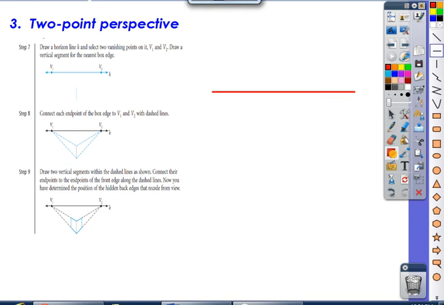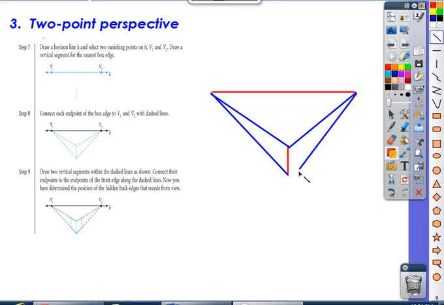Then the next thing I draw is a vertical line. Again, I get to pick that spot, and then I'm connecting my endpoints to both parts of the vertical line. Just like that.